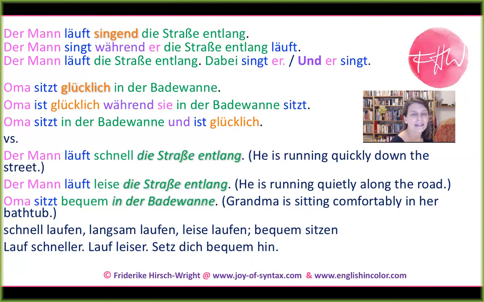Der Mann läuft leise die Straße entlang. We would actually have to repeat ourselves. Der Mann läuft die Straße entlang, er läuft schnell. Der Mann läuft leise die Straße entlang, er läuft leise. So we would have to repeat the verb. So that's really interesting. While in these other sentences, we have two different verbs then.